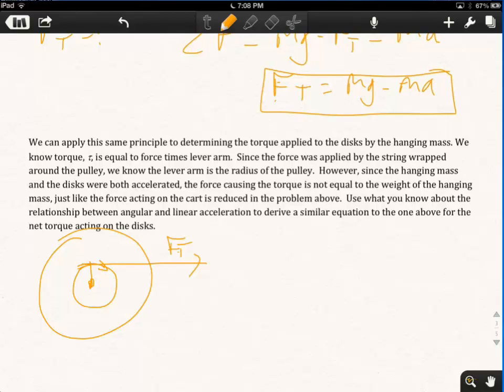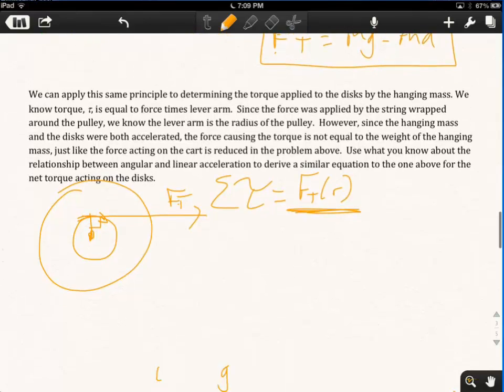So I can say the net torque acting on that pulley is equal to force Ft times lever arm r. And since this is a 90-degree angle, I don't have to worry about the sign. The sine of 90 is 1. Now what I need to do is say, well, what's Ft? I didn't measure Ft, I measured acceleration. And I didn't actually measure acceleration, I measured angular acceleration. So let's think about that.